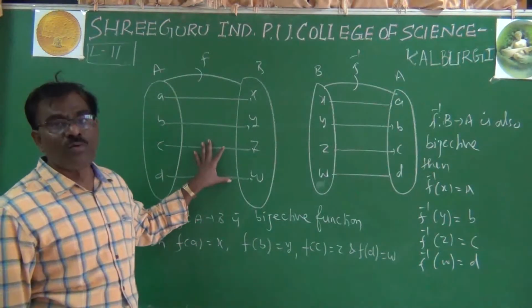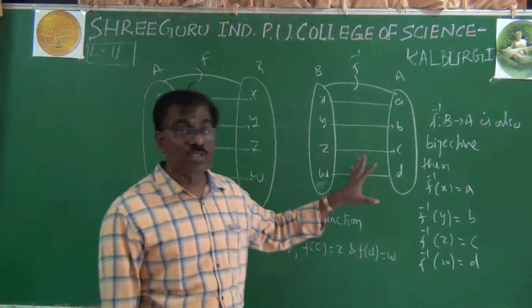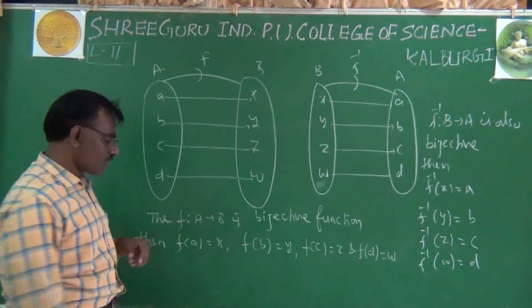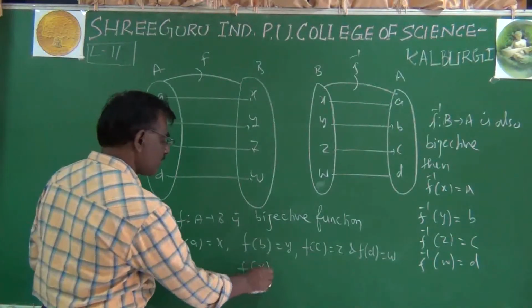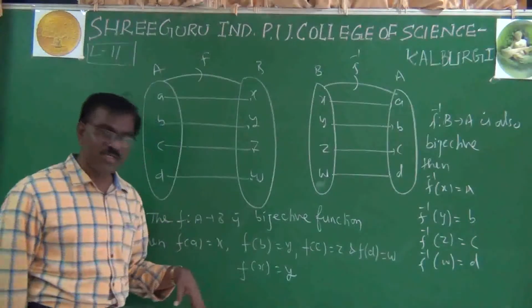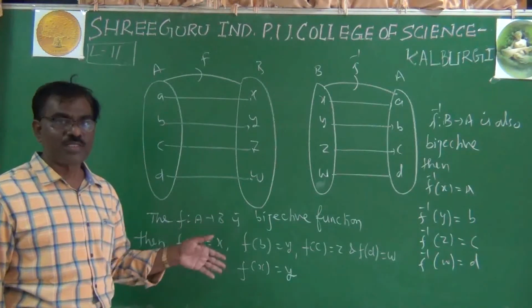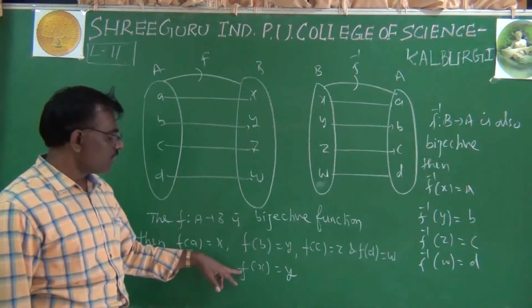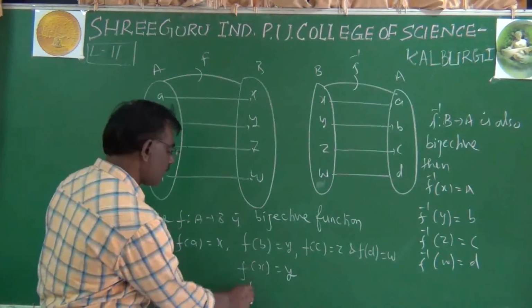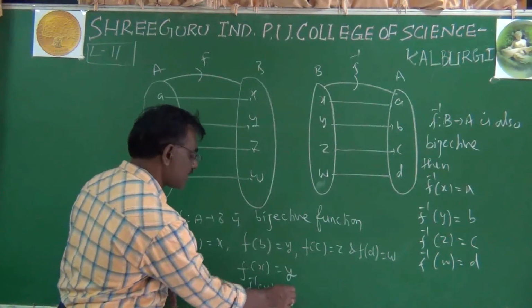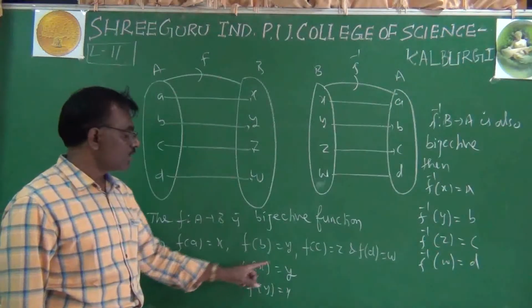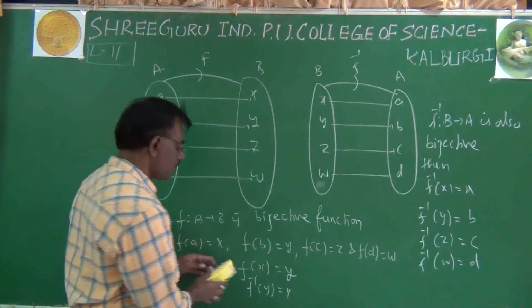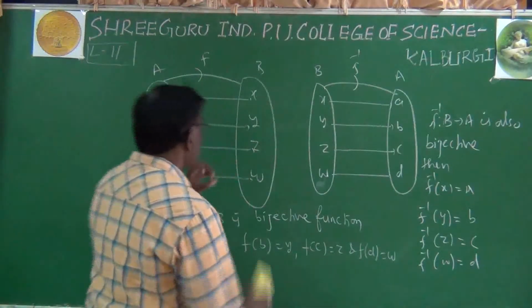So f is a bijective function, f inverse is also a bijective function. Why am I explaining this? Suppose f of x is y, it is one-one. Suppose it is a bijective function. How to write the inverse one? f of x is y, f inverse of y equals x. Just where y is, you write x, and where x is, you write y, interchanging x and y. So this is a good example.